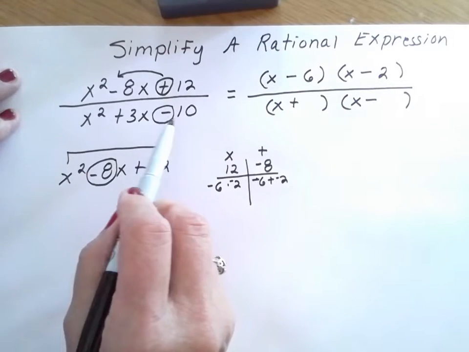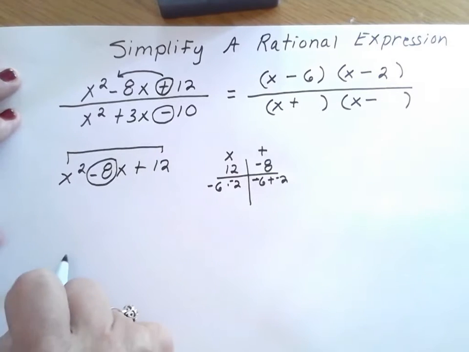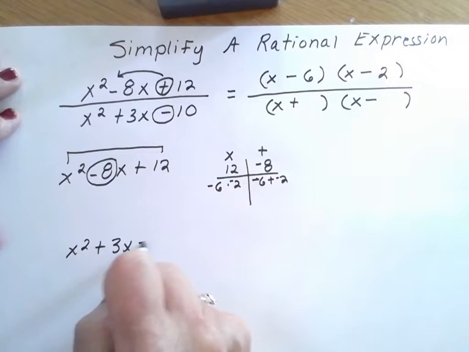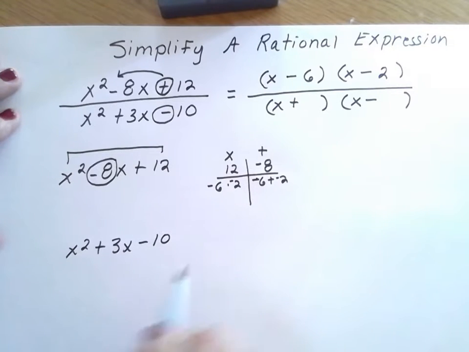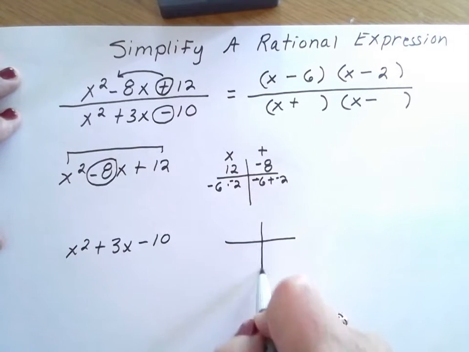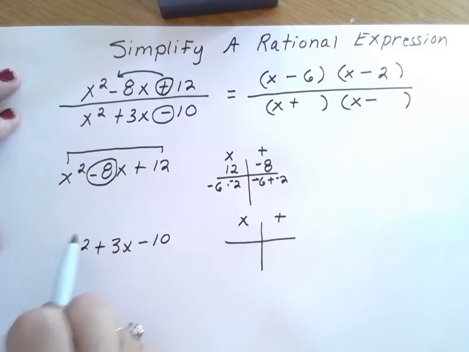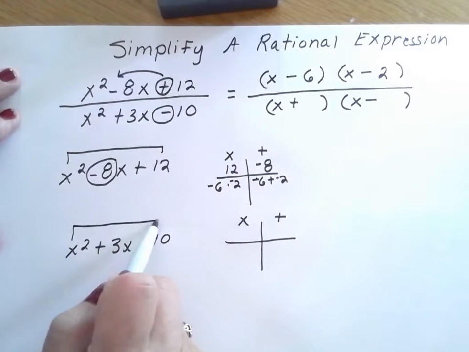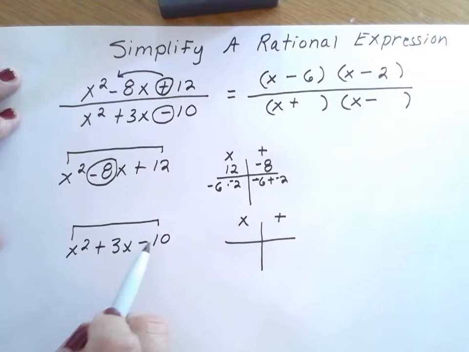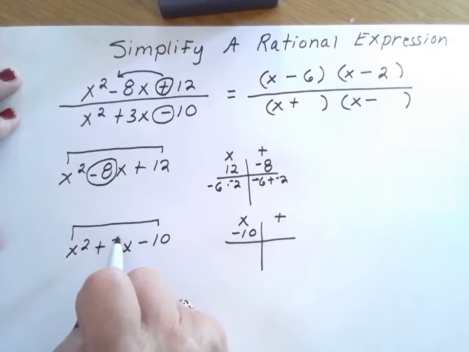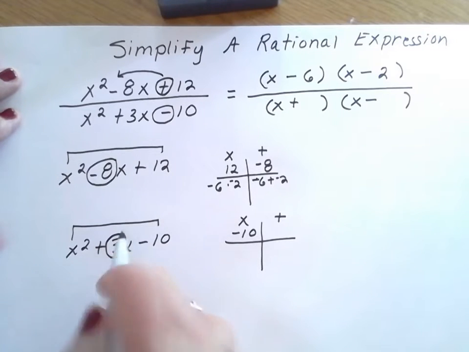Now let's pull out the expression in my denominator, x squared plus 3x minus 10. I'm going to set up my graphic organizer. I need the product and the sum here. So I'm going to look at a times c, that's going to be 1 times a negative 10. So I need the product of negative 10, and I need the sum of what my b is, which is 3.